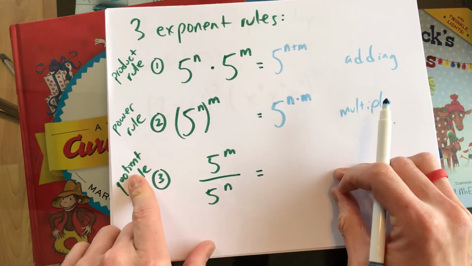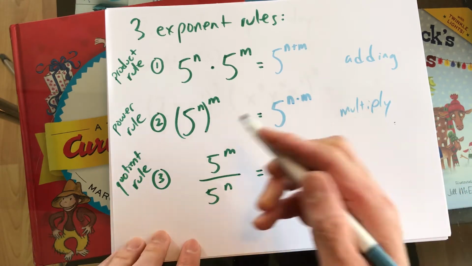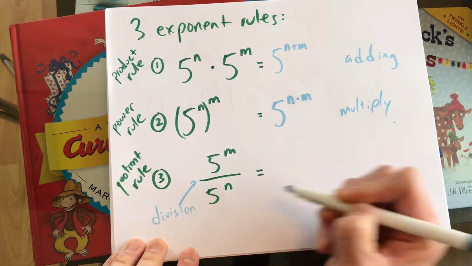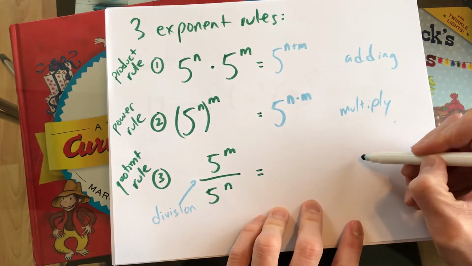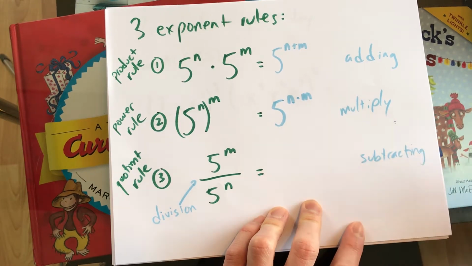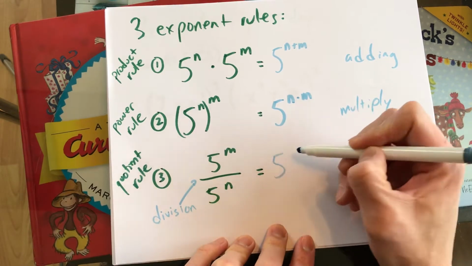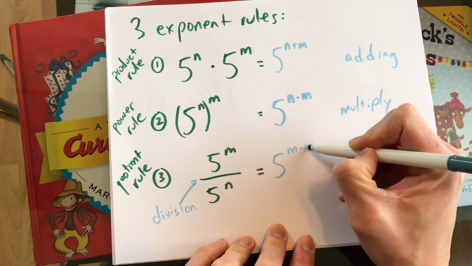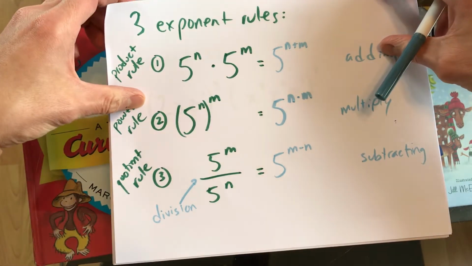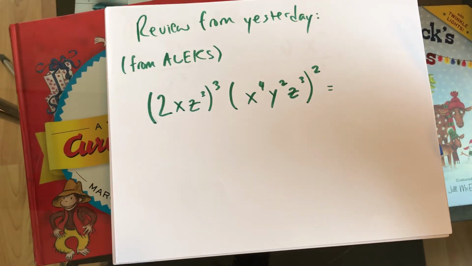Now the quotient rule is what we're going to do today, okay? Quotient has to do with division. That fraction represents division. So when you divide, you're actually going to be subtracting. And this is what we're going to do today. When you're subtracting, it's simply going to be 5 to the m minus n. Okay, so these are the 3 rules, the only 3 rules that we have for this week for exponents.